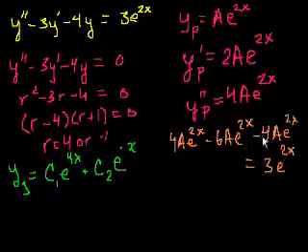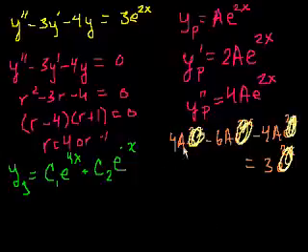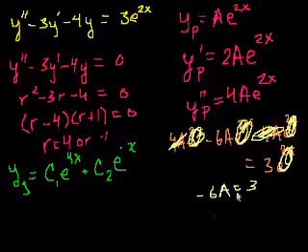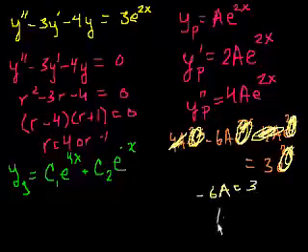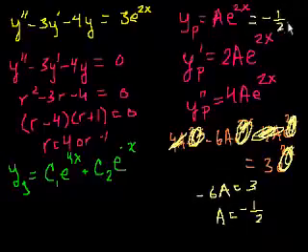We know e to the 2x doesn't equal 0, so we can divide both sides by that. Just factor it out, really. Get rid of all the e to the 2x. On the left-hand side, we have 4a minus 6a minus 4a. Those 4a terms cancel out, and then, lo and behold, we have minus 6a is equal to 3. Divide both sides by 6 and you get a is equal to minus 1/2. So there, we have our particular solution. It is equal to minus 1/2 e to the 2x.